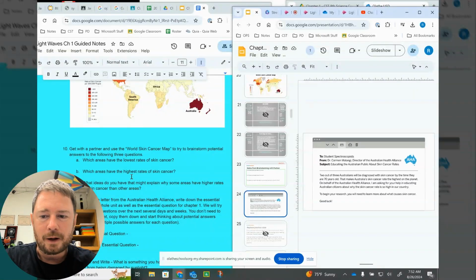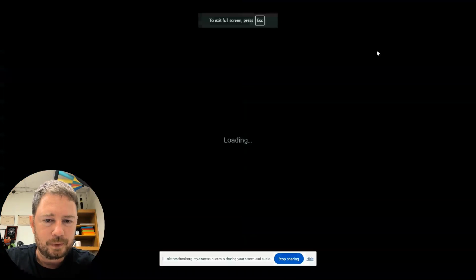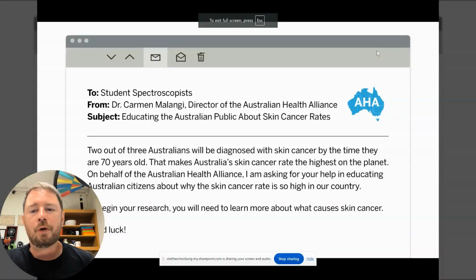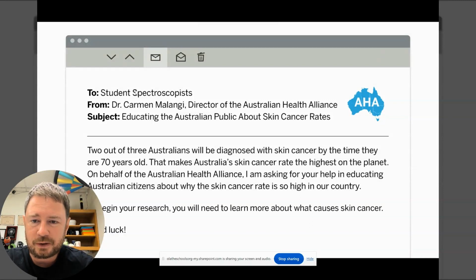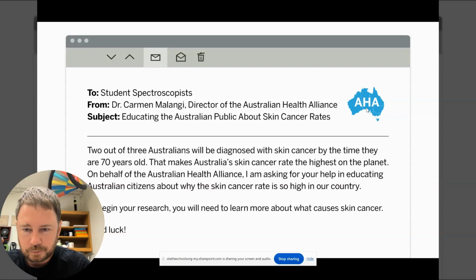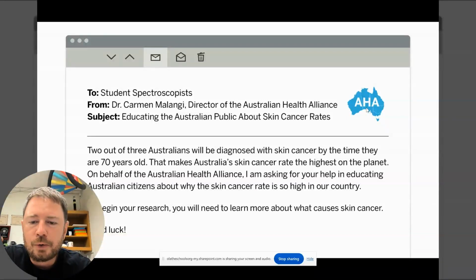Okay, we have a letter from the Australian Health Alliance. You remember you were taking the role of a student spectroscopist, and so this is a letter giving you your mission for this chapter. The letter says 2 out of 3 Australians will be diagnosed with skin cancer by the time they are 70 years old. That makes Australia's skin cancer rate the highest on the planet.